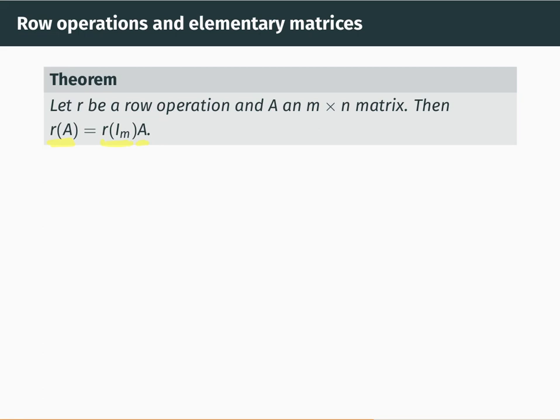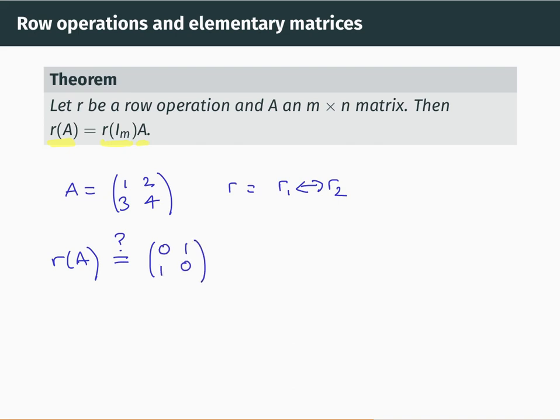So we will pick the 2 by 2 matrix A, 1, 2, 3, 4. We will pick the row operation R, which will be the row operation which swaps row 1 and row 2. Then what the theorem claims is that doing R to A should be the same as doing R to the identity matrix, which would result in 0, 1, 1, 0, and then matrix multiplying that into 1, 2, 3, 4.